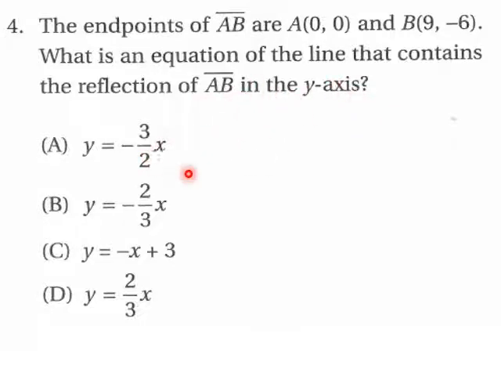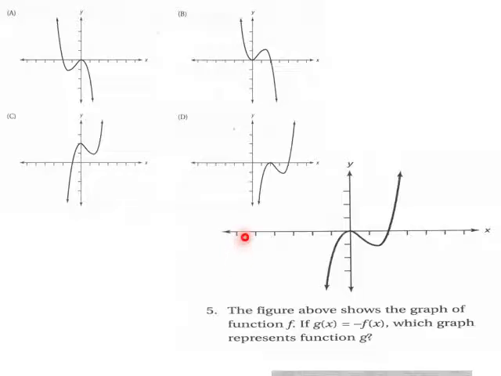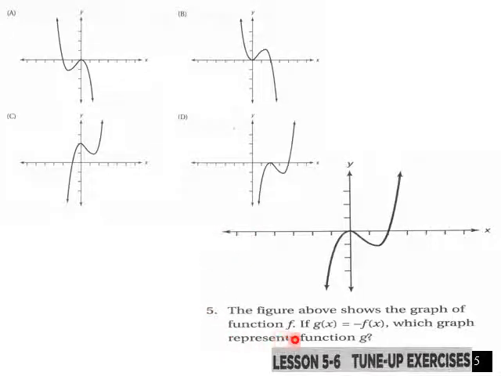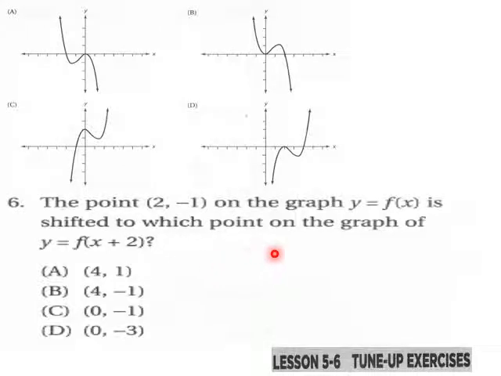So that's a good question there. Number 4. Then number 5, the figure above shows the graph of the function f. If g of x equals the negative of f of x, which graph represents the function g? Then number 6, the point (2, -1) on the graph y equals f of x is shifted to which point on the graph of y equals f of x plus 2?